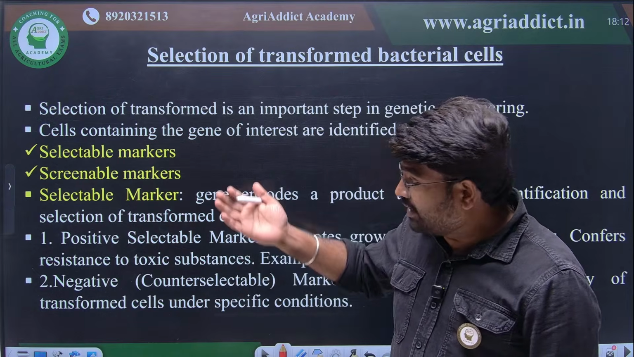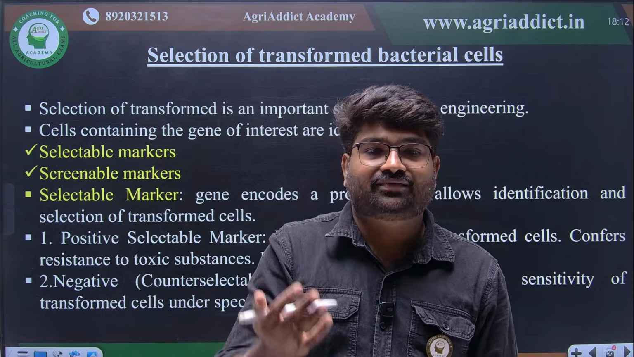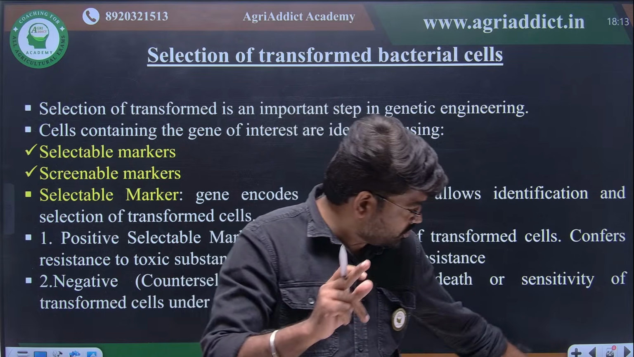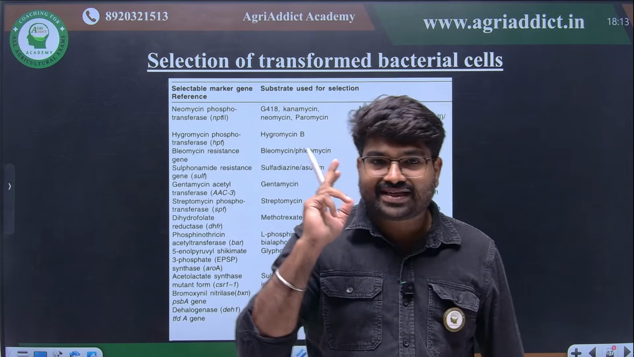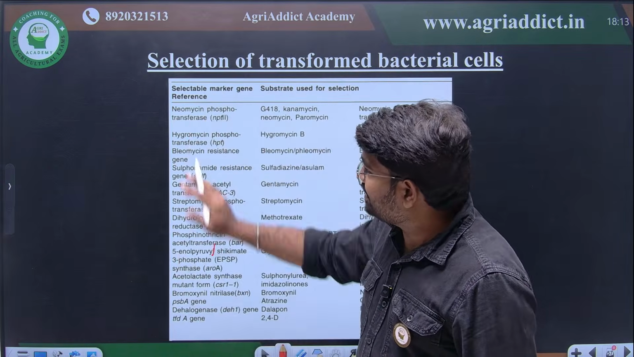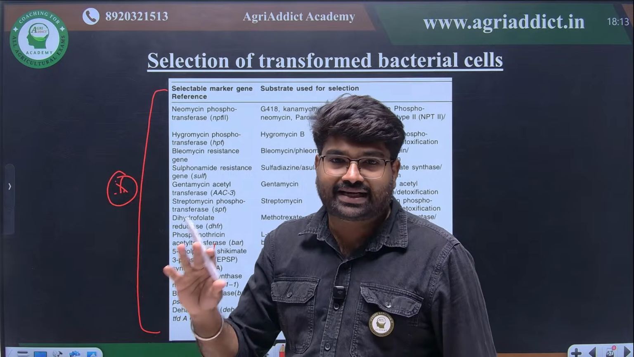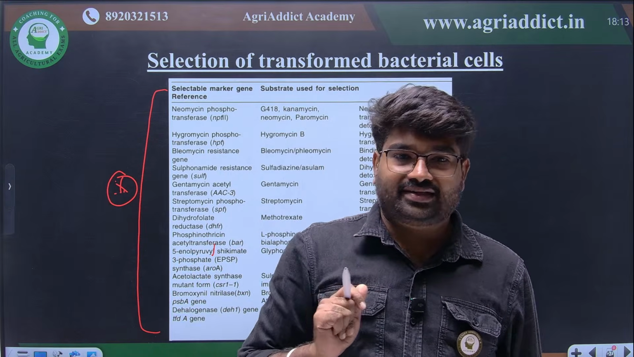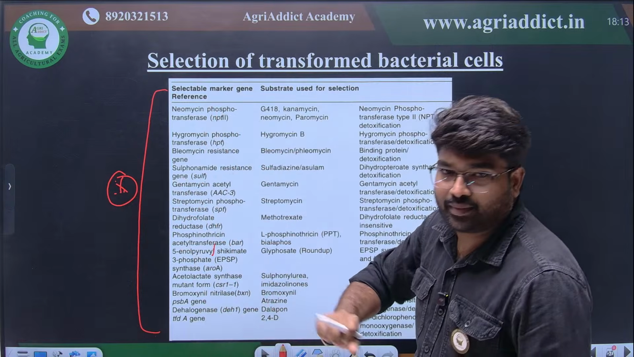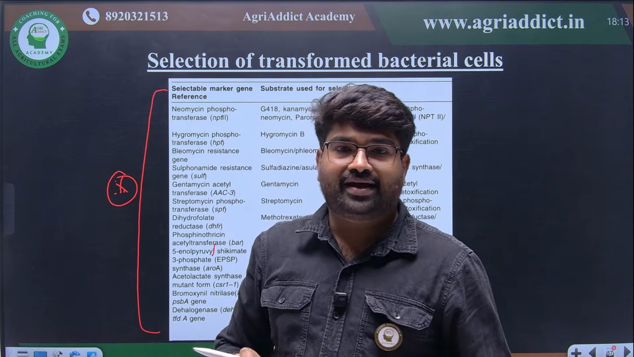There comes the role of selectable markers and screenable markers. We classify them as selectable markers and screenable markers. The most important thing, they will ask for examples of selectable markers and screenable markers. Mostly, selectable markers are antibiotic resistance genes. You have to read in this slide what the different selectable markers are, what their function is, and how the antibiotic resistance is provided to that bacterium.